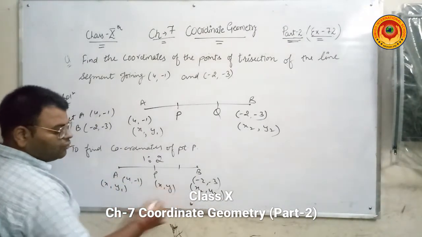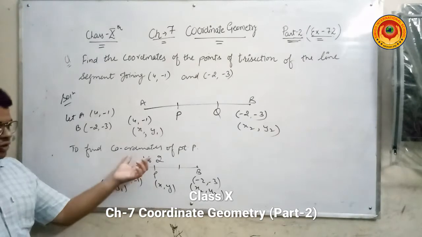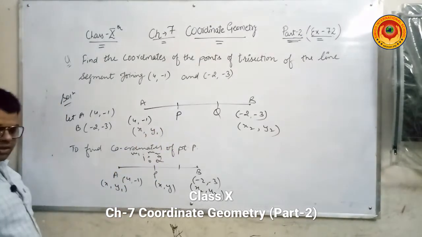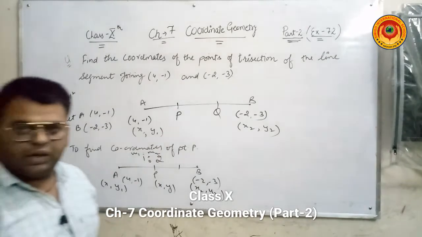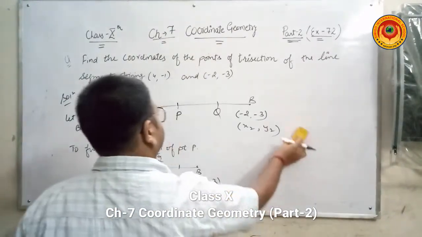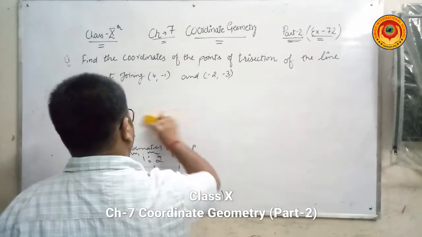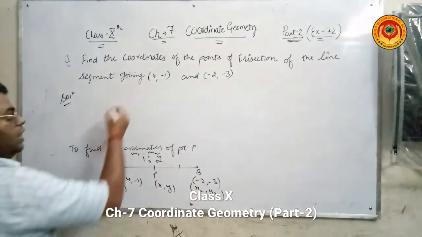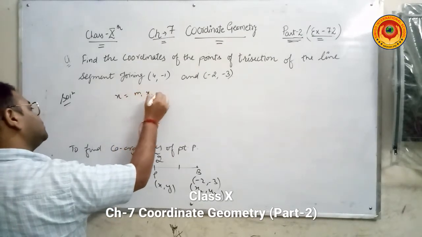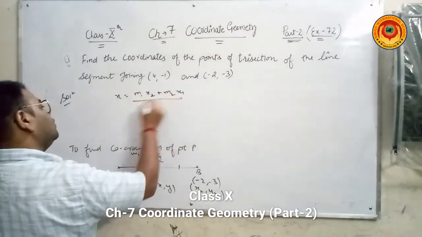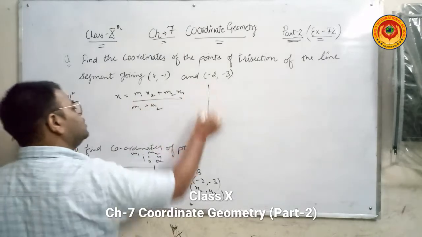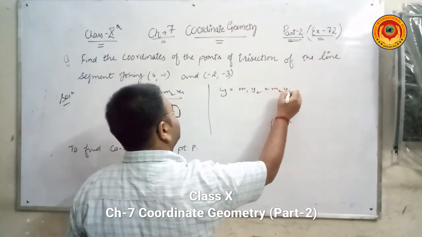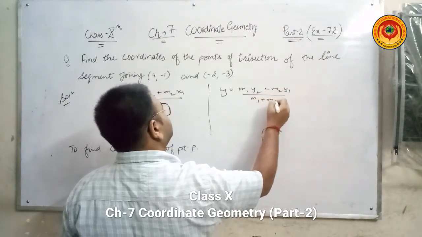This point you can find easily using the section formula. Ratios you are having now. Give them the names M1 and M2. So what's the section formula? X is equal to M1 x2 plus M2 x1 over M1 plus M2. On the other side you find out the y: M1 y2 plus M2 y1 over M1 plus M2.